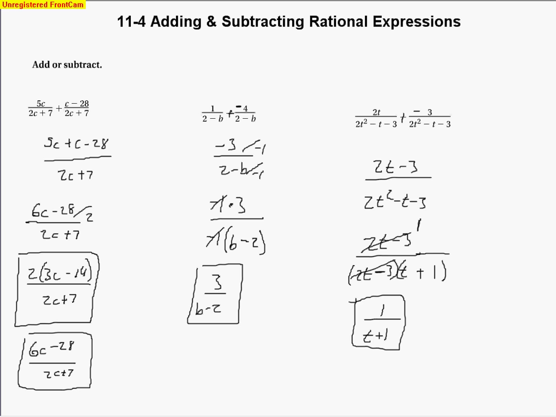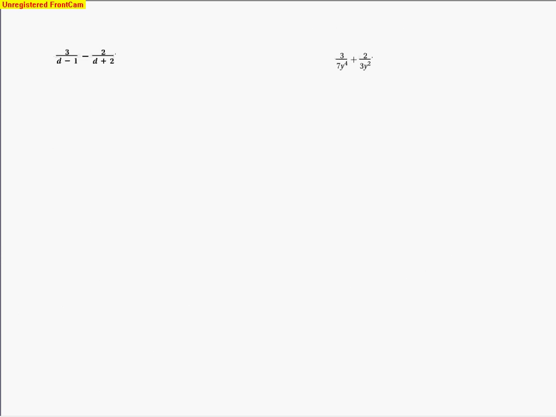Moving on to the next type of problem, these ones do not have the same denominator. The first thing I would do before anything else is change it to an addition problem, so I'm going to add the opposite there. Then I'm going to multiply by the other's denominator. So d plus 2 over d plus 2, and on this side, I'm going to multiply by d minus 1 over d minus 1.